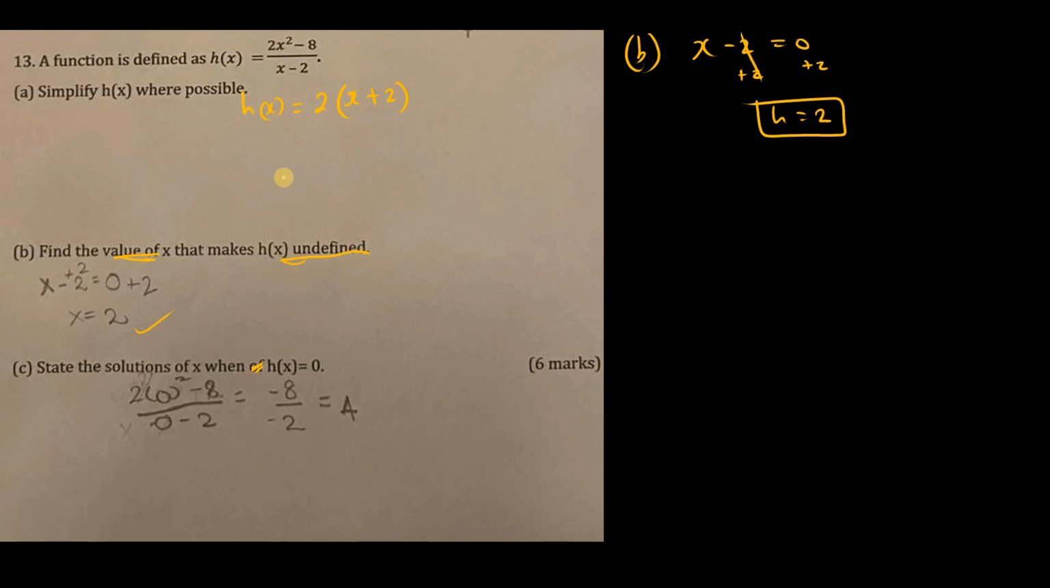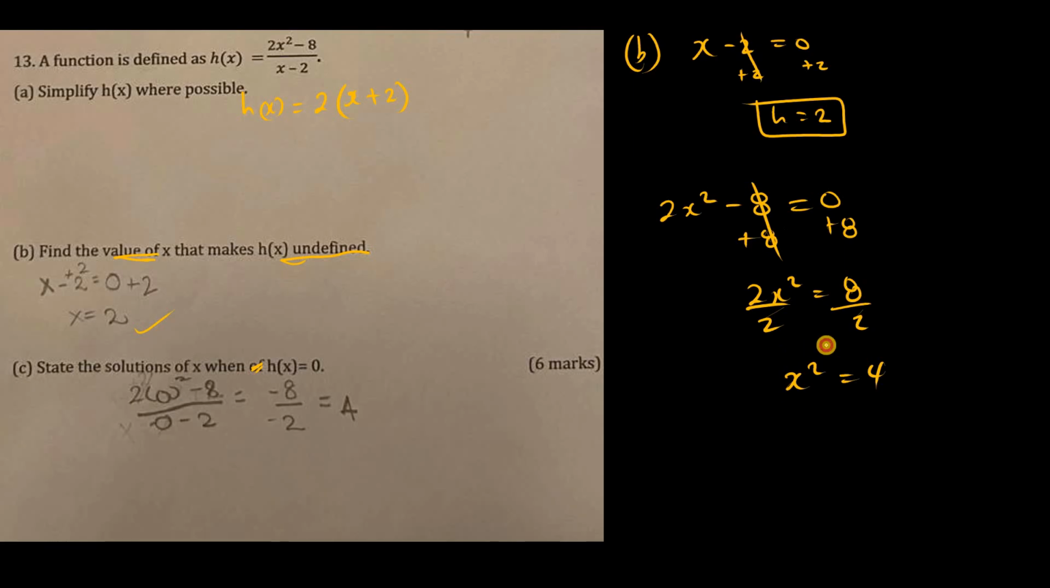So we take the numerator, 2x squared minus 8 equals 0, and we solve. We add 8 to both sides, so we have 2x squared equals positive 8. Then we divide both sides by 2 to isolate the x squared, so we have x squared equals 4. Then we take the square root of both sides. The square root cancels out the square, so you're left with x equals the square root of 4, which is positive or negative 2.